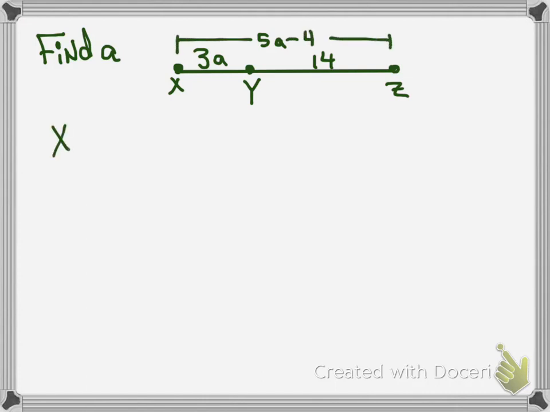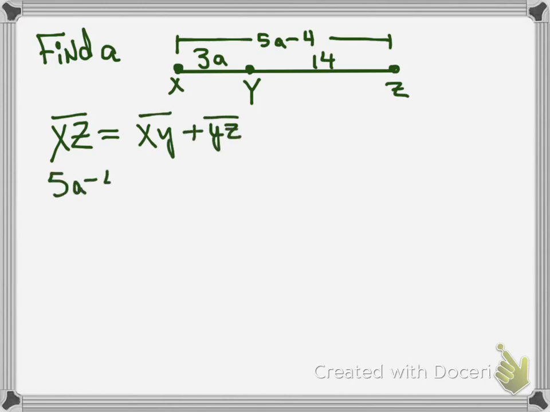All right, so next, let's find another distance, but this one is going to be finding the value of A. So here we go. Notice here that XZ, the whole line segment, is the same as XY and YZ. And then put these two together. So this right here, 5A minus 4 is XZ. 3A is XY. And then YZ is 14.